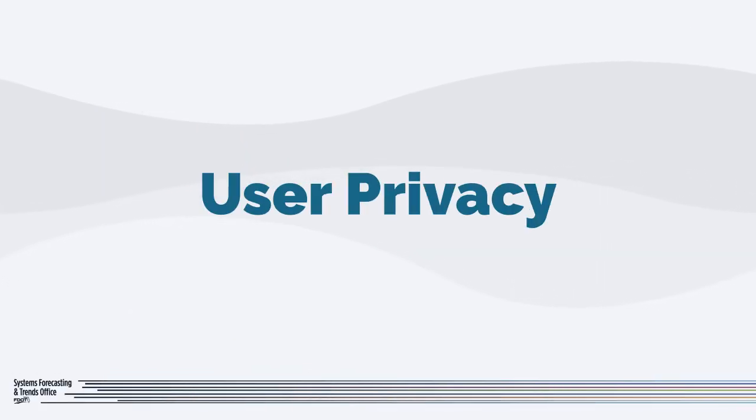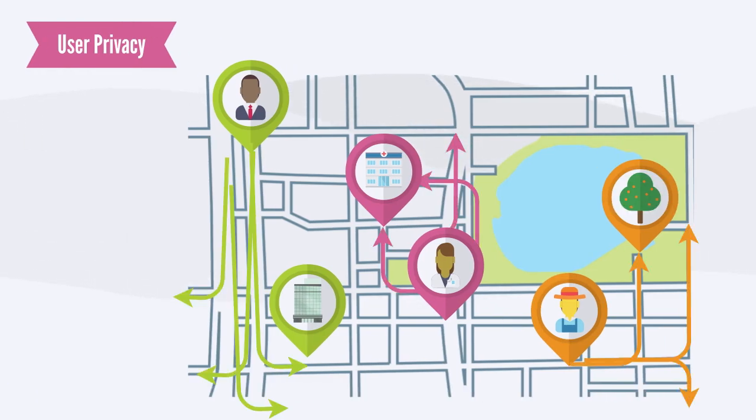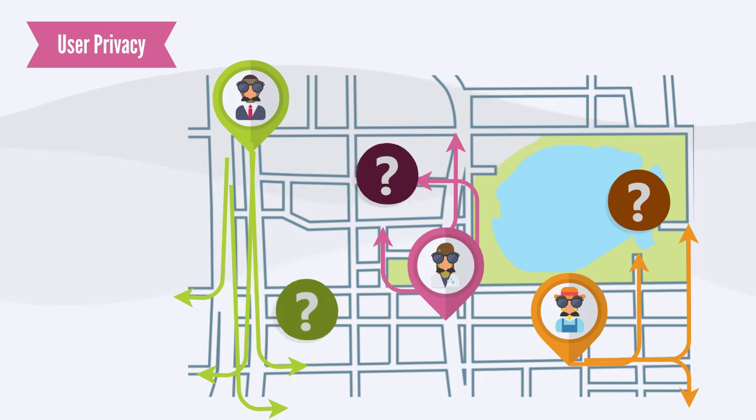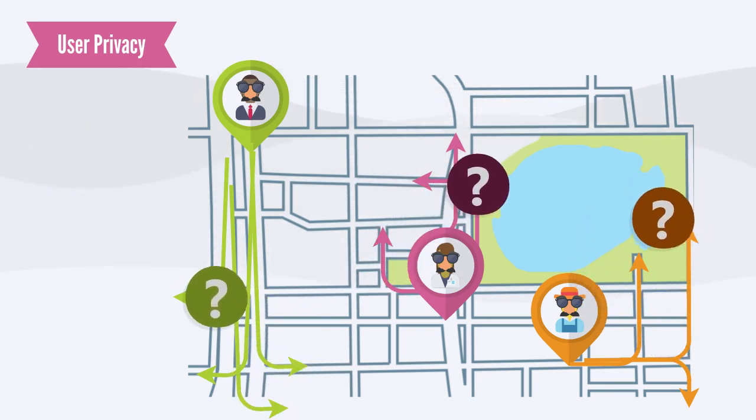User privacy. Travel demand models use aggregated, anonymized travel data to ensure user privacy. They reveal group travel patterns but not individual travel paths.